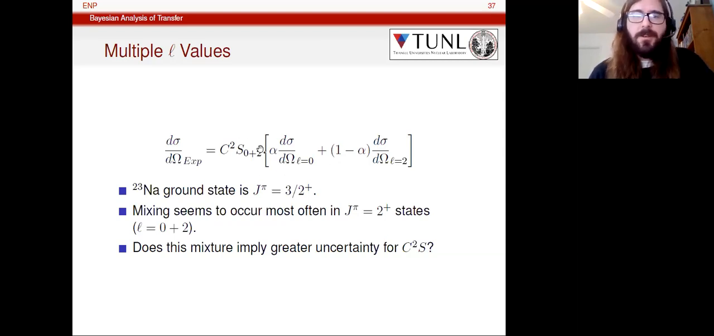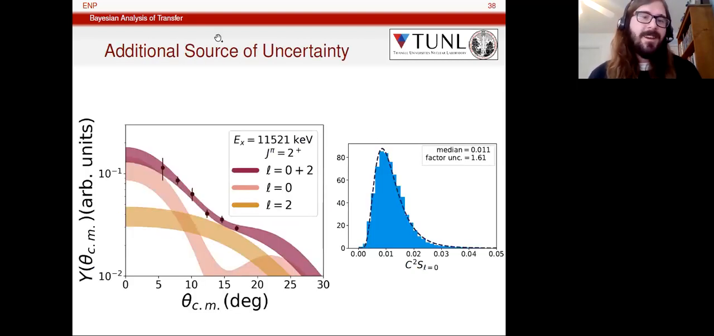I'm just showing the equation here, but basically you can get 2 spectroscopic factors, one for each L transfer. And the question is, does this imply that you get greater uncertainties for each of these components? And the answer to that question is yes.